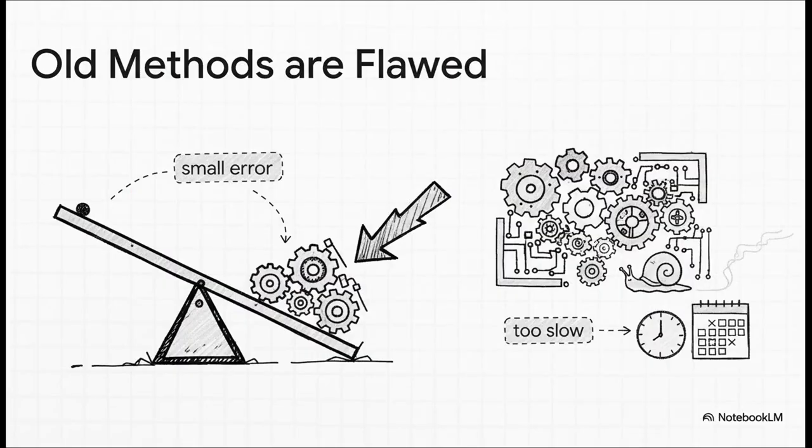Yeah, but here's the thing. The way we used to check for this stuff, it was kind of broken. The old methods were often incredibly sensitive. That meant a tiny, microscopic error in your initial numbers could get blown way out of proportion and lead you to the completely wrong conclusion about whether a system was safe. And for really complex systems, they were just way too slow.